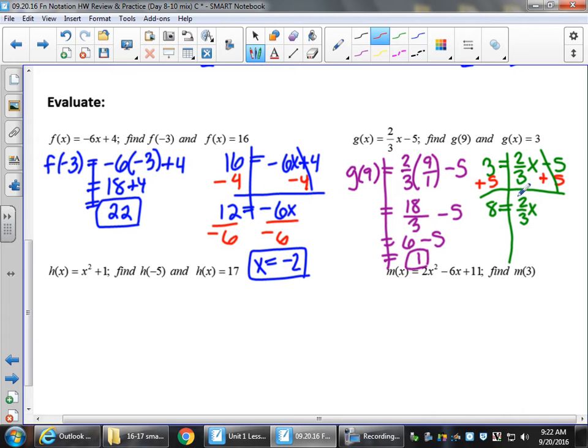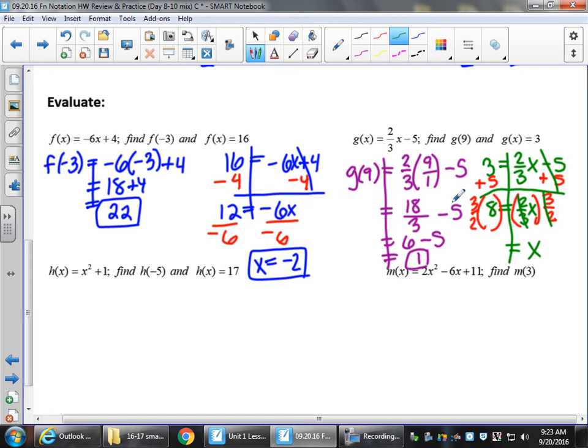Look at that. Reciprocal. Good. What's the reciprocal of 2/3? 3/2. So I multiply both sides by 3/2. So now this is gone because any number times its reciprocal equals 1. So I just have x. We got to flip 2/3.